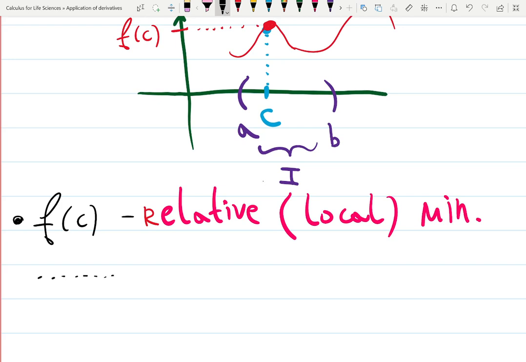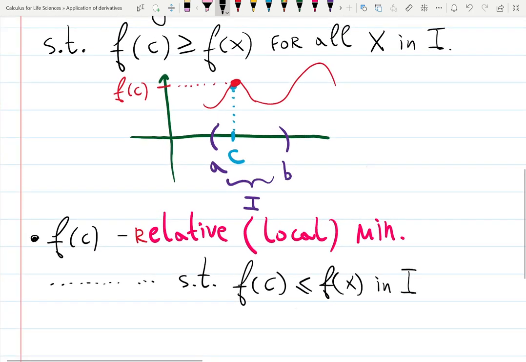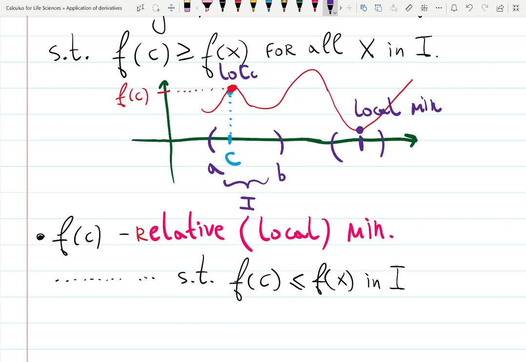If there exists such an interval containing C, such that, same thing, but now f(C) should be less than the outputs around it on that interval I. So on the picture above, I'll go like so, and I will show you that this point over here in the interval is called a local minimum or relative minimum, while this one was a local maximum or relative maximum.